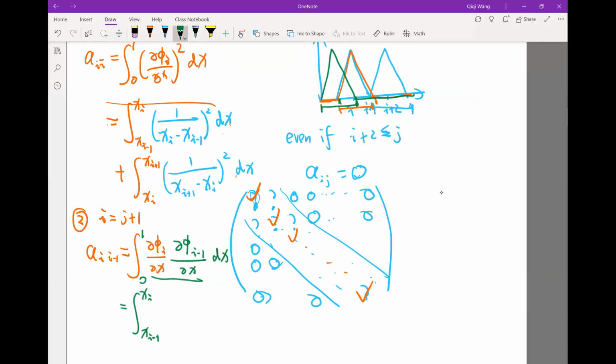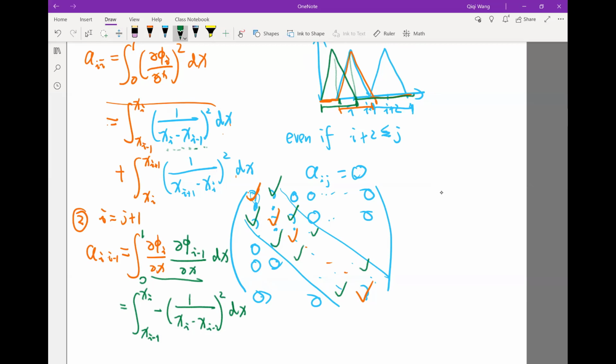Oh, it's something very similar to this, right? But it has the opposite sign because it's a positive slope multiplied with a negative slope. And the magnitude of both slopes are the same because actually they vary, one from 0 to 1, the other from 1 to 0 within the same delta x. So the product is going to be negative of the square of 1 over xi minus xi minus 1. Okay, so now we have figured out also the off-diagonal components of the matrix. Now we have the entire matrix, right?